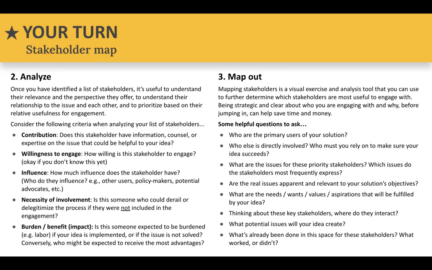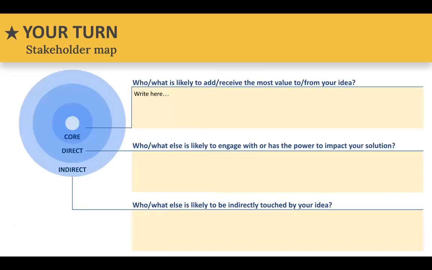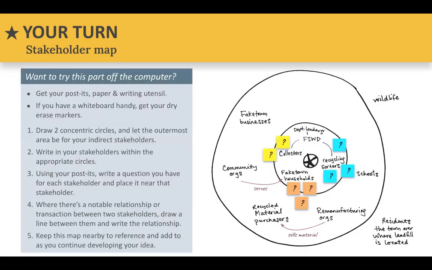But some questions around, who are the primary users of the solution? Conversely, who's on the back end? So start to list them here. This is if you're working on the computer and you want to just put them in those 3 columns. Who's your core, who's your direct, who's your indirect? However, if you want to do this off the computer, now is your time to do that.